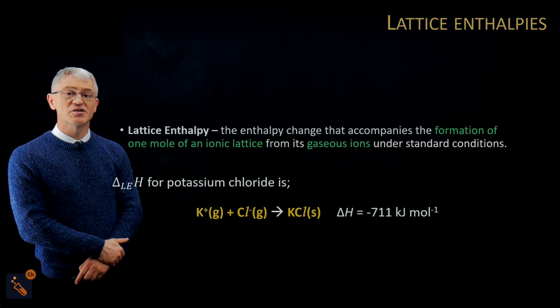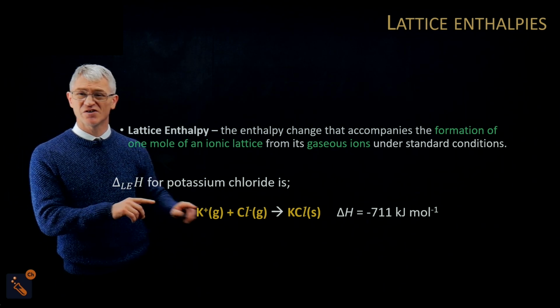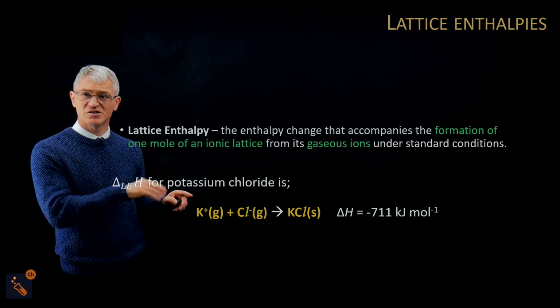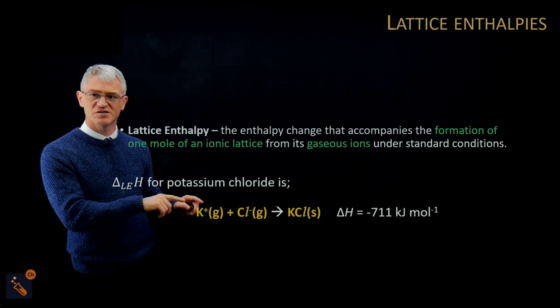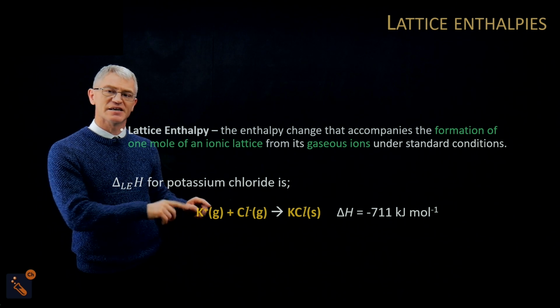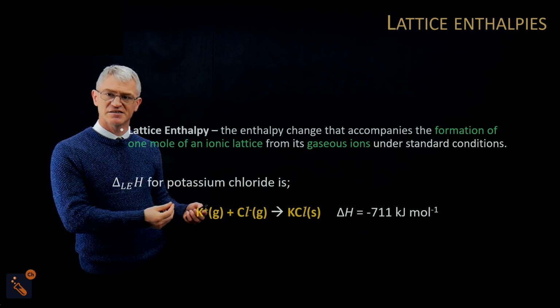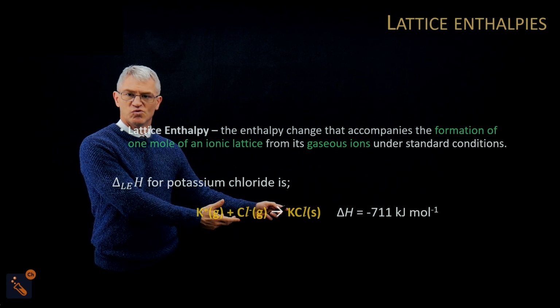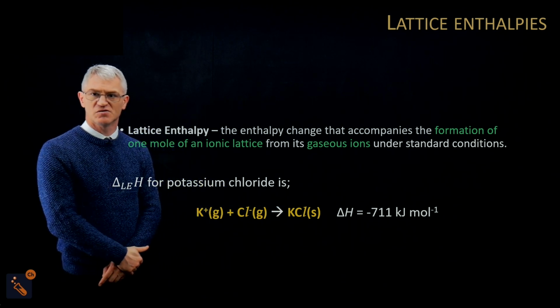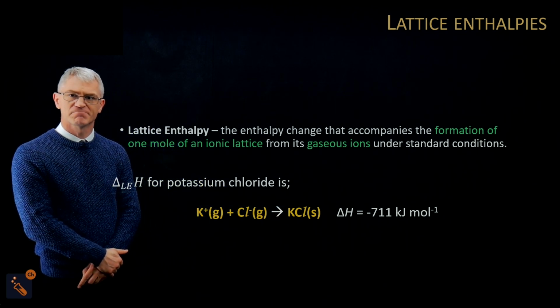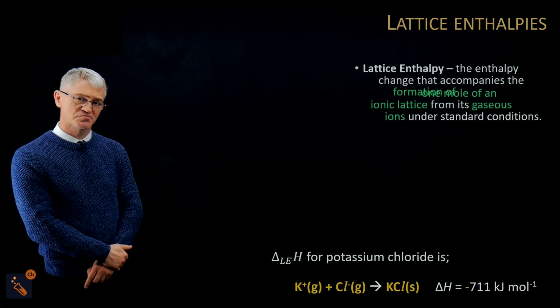Okay, so we've gone over our definition. So if we write this, we know it. So if I just don't look at that, and I can say, right, okay, what is it? Oh, it's ions, and they're gaseous. So I'm taking gaseous ions and making 1 mole of an ionic solid, or ionic lattice. Okay, let's move this up to the side.